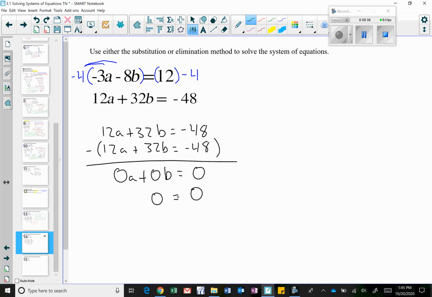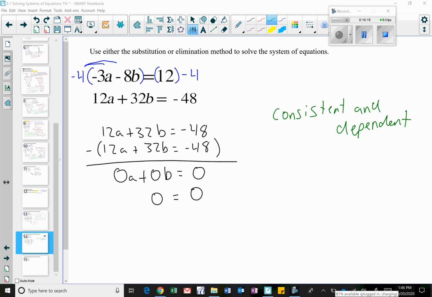And so this is a true statement. 0 always equals 0, right? So since 0 always equals 0, that means that this system up here is consistent and dependent. Consistent and dependent, right? Because 0 always equals 0. So no matter what value you sub in for a in the equations, you're going to get the same value for b, right? Because these lines are really the same lines.